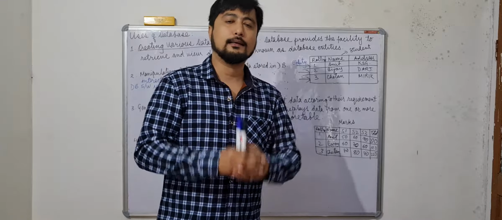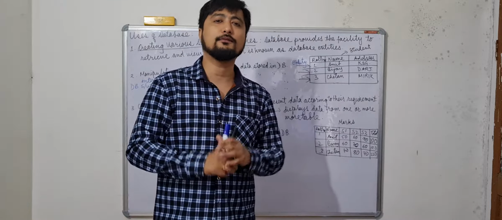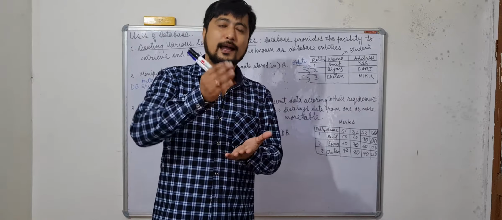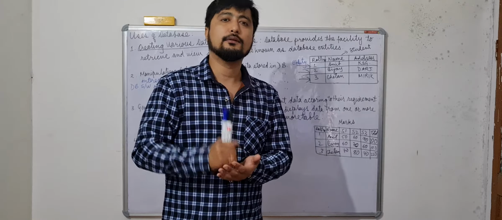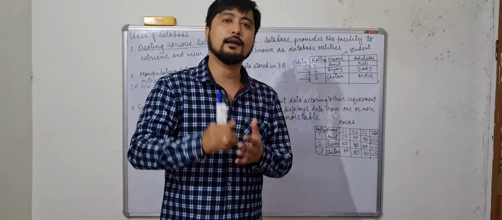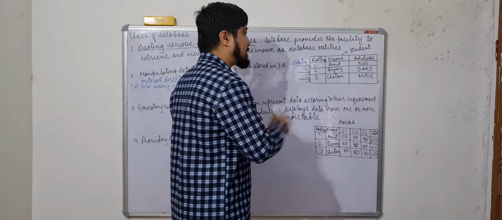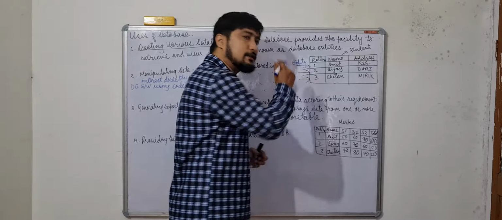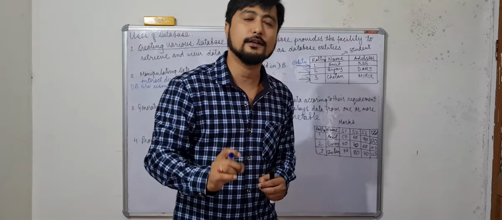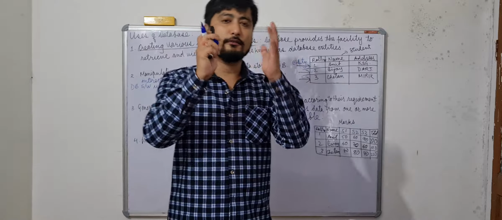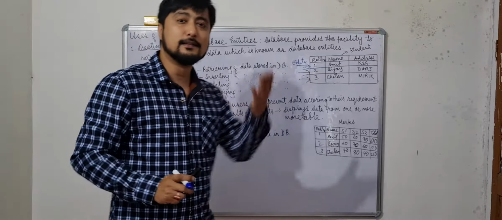So we know that a table is a collection of rows and columns, and each row in a table represents a record. Each of these rows is known as an entity. So the very first use of the database is to create various entities.